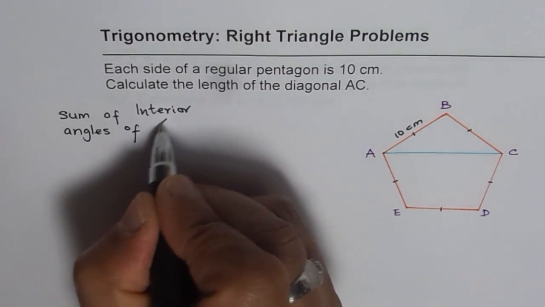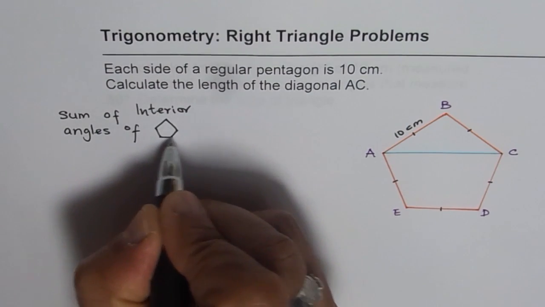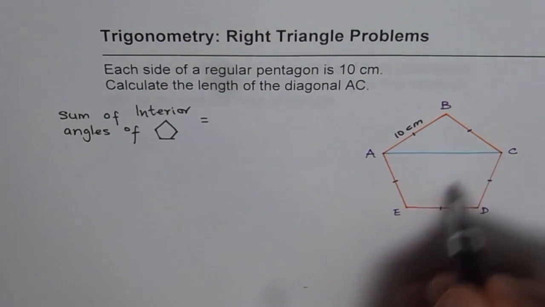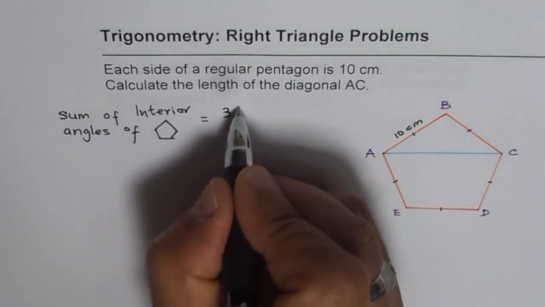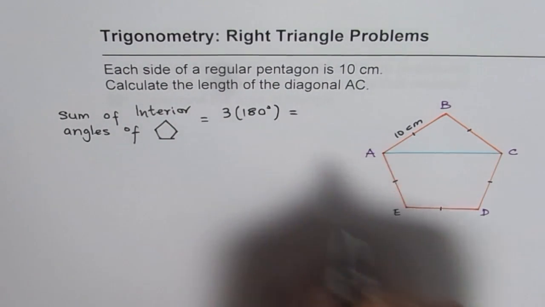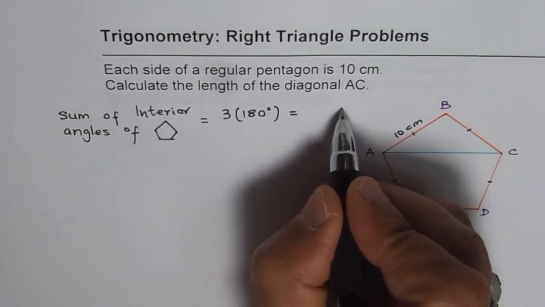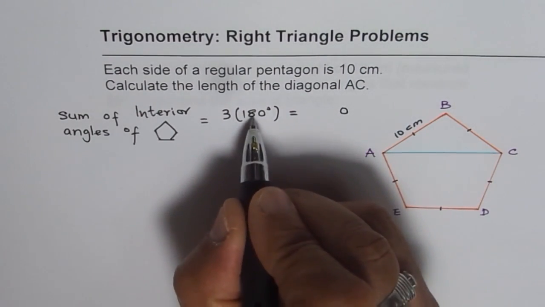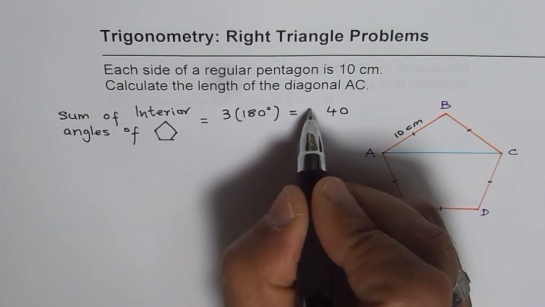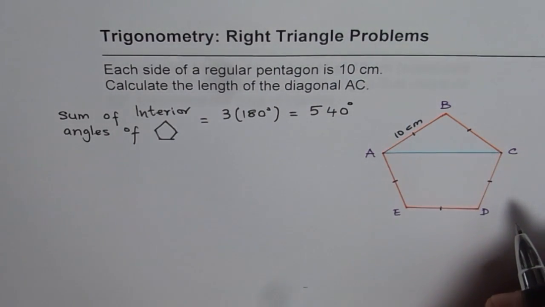So we'll start with the sum of interior angles of the pentagon, right? So let me just draw a pentagon here. That should be how much? Since we can make 3 triangles, it should be 3 times 180 degrees, right? So that is the sum of all these angles. When you multiply by 3, 3 times 8 is 24, 2 carry, 3 times 1 is 3 and 2 is 5. You get 540 degrees in all.